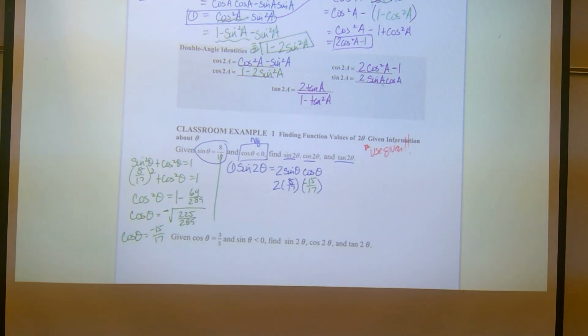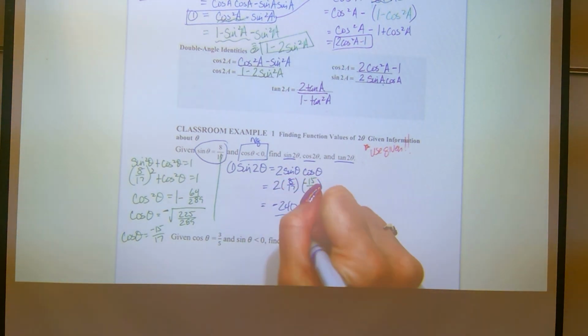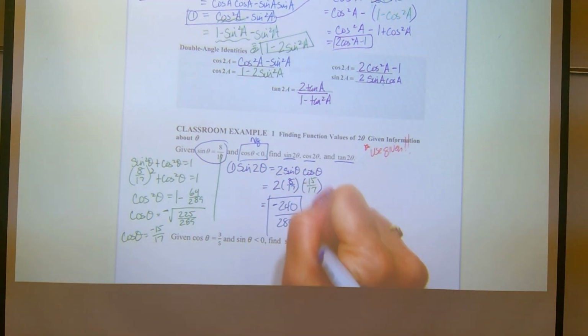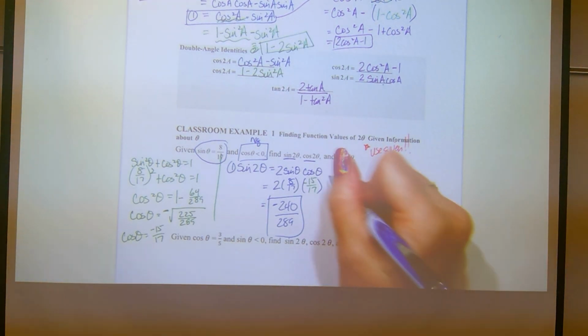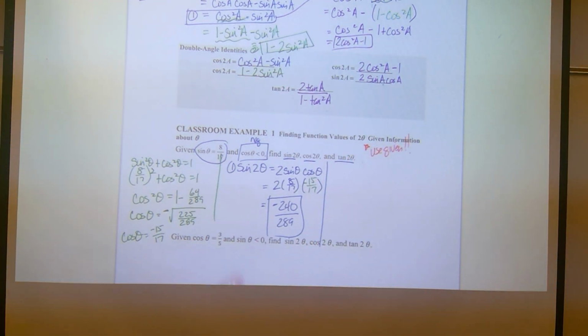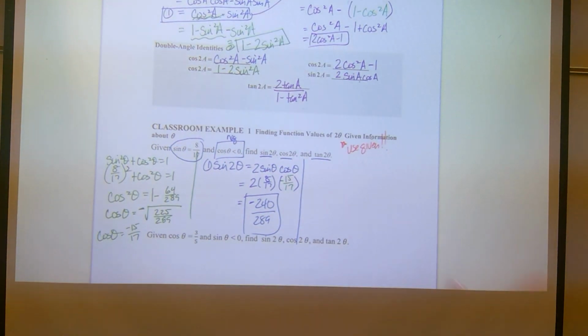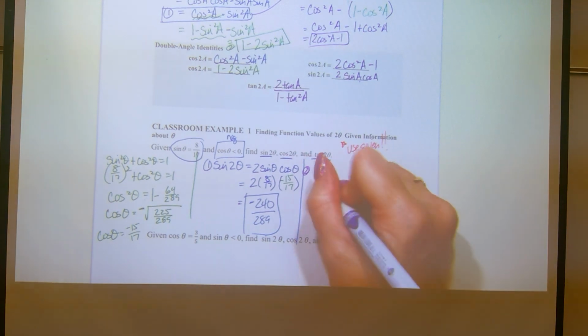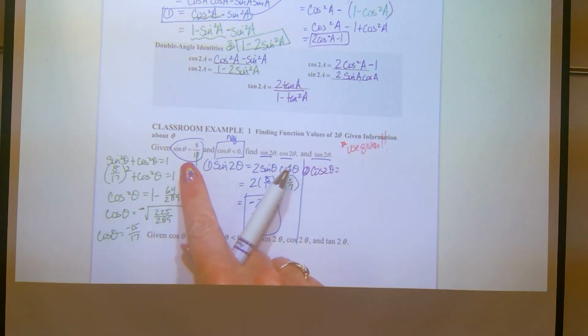When I multiply these values together, I get a negative 240 over 289. That's sine of 2 theta. Now let's look at cosine of 2 theta. I apologize, cosine double angle. Well, I was given sine.